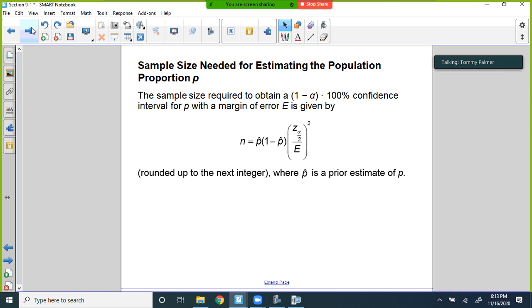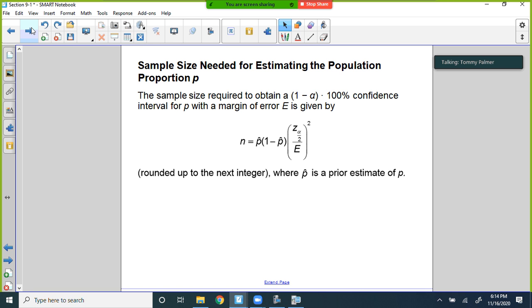So the sample size required to obtain a 1 minus alpha times 100% confidence interval for P with a margin of error E is given by p hat times q, right? 1 minus p hat is q, times the square of the Z of alpha over 2, divided by E, the margin of error, squared. That would tell us our sample size, right? Round up to the next integer, where p hat is a prior estimate of P.